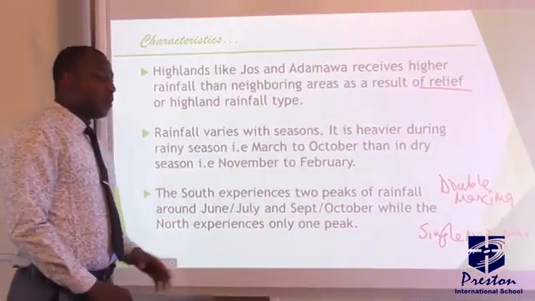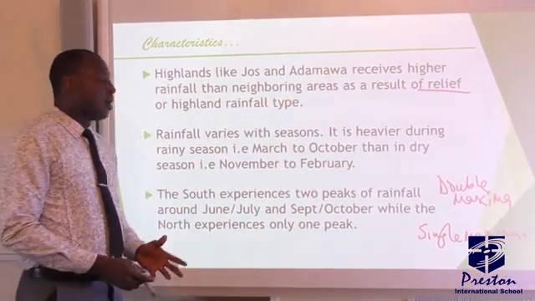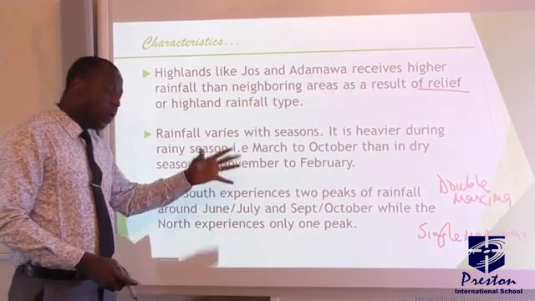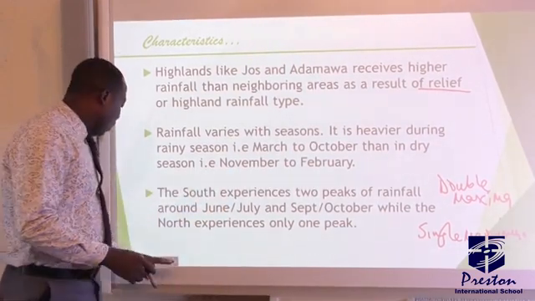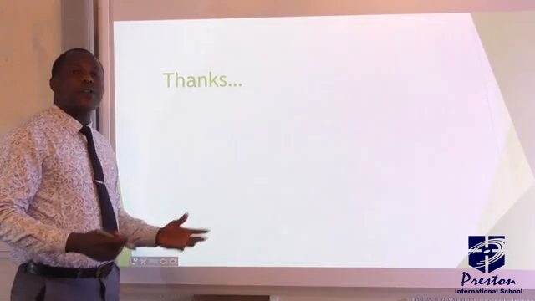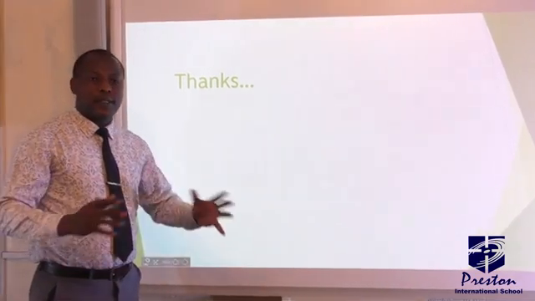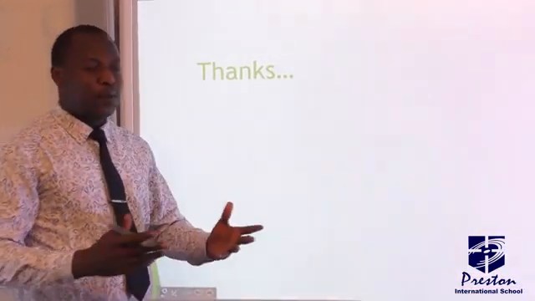This is very important. So in the southern part, they experience double maximum, while at the northern part, they experience single maximum. So this just tells us that the rainfall distribution in the country differs. I believe you have learned something.